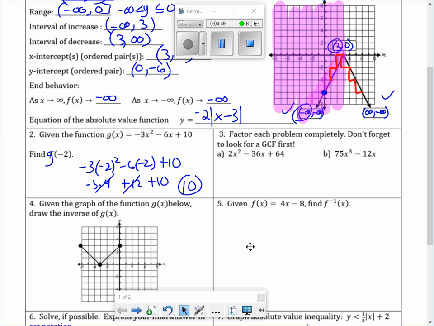All right, factor each problem. So we try to remind you here to do a GCF or look for it. So I notice everything in this problem divides by 2. So I'm going to pull that out first. So take out a 2, I get x squared minus 18x plus 32.